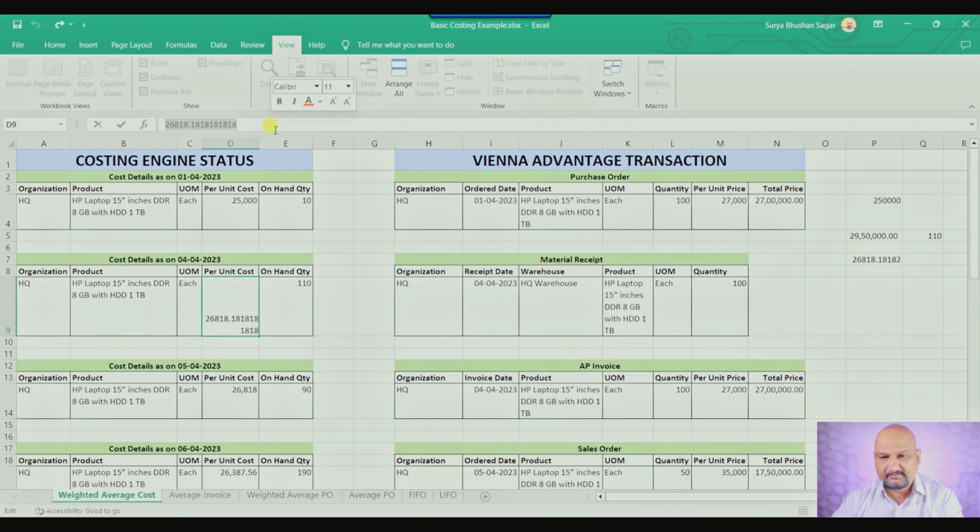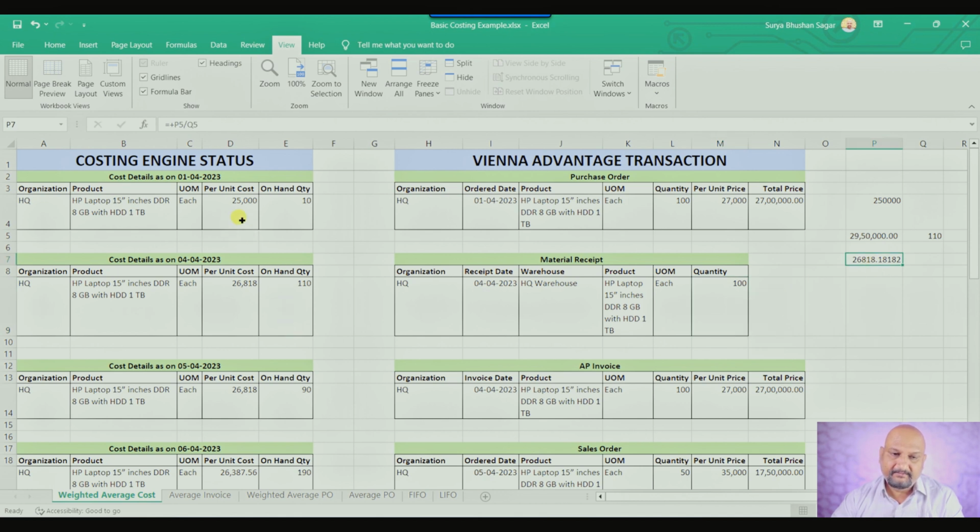So here my cost is 26,818, and the rounding precision would be concluded by the system from the currency. My base currency is INR, and my rounding is, let's suppose, 5 decimal places, so it's going to be 18182. That is going to be my cost. So you would be able to see the system derives the cost in this way.